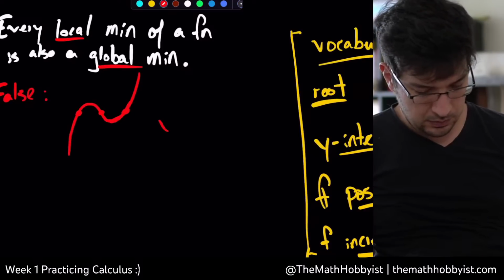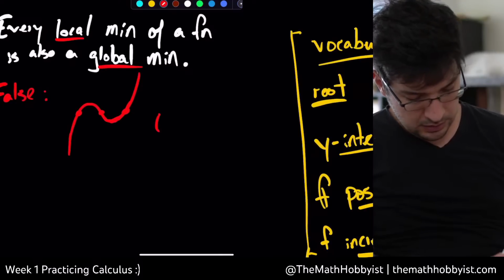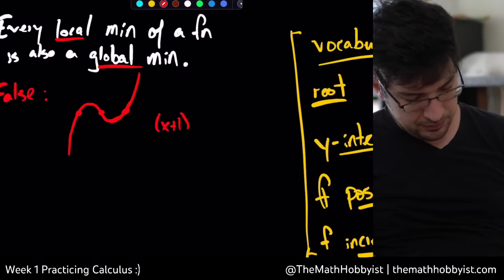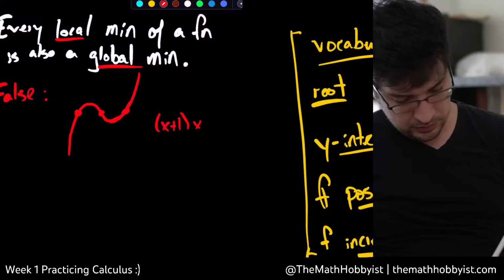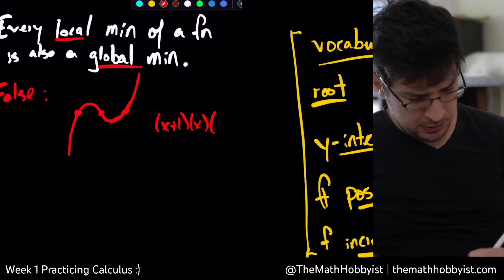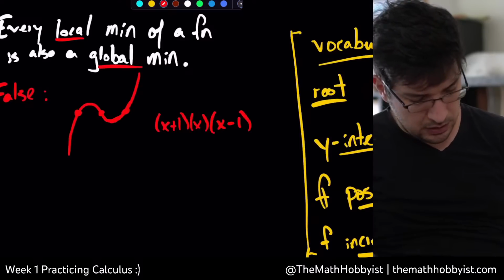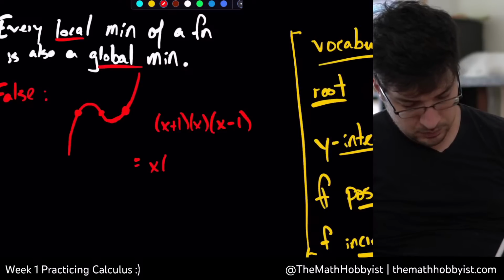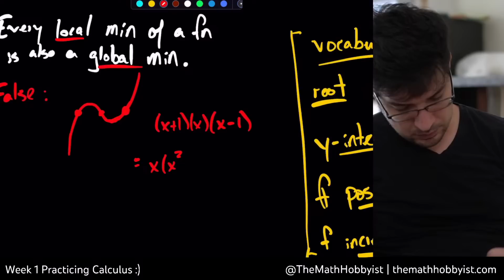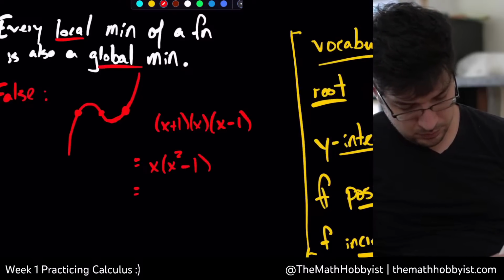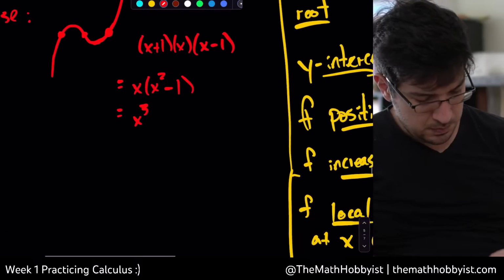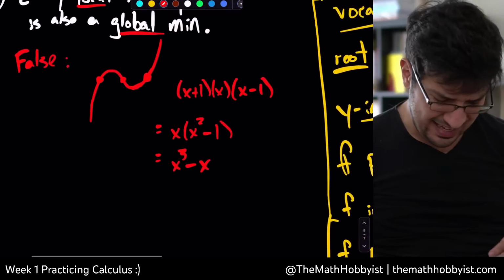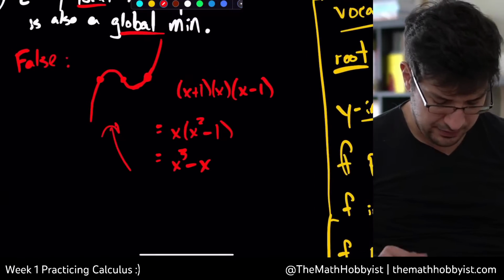The 3 roots could be x plus 1 would be the leftmost root, x being the middle root, and then x minus 1 is going to give us the rightmost root. x cubed minus x. I think that is the same as that graph.